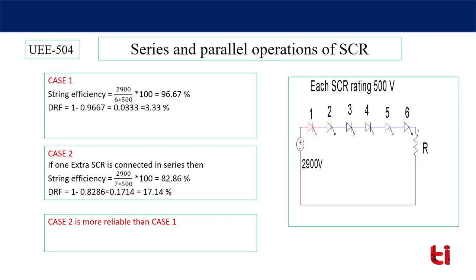The reason behind it is that because of any fault in the system or any other reason, if one of the SCRs triggers earlier than the other 5 SCRs, as soon as the SCR triggers, the voltage across the SCR will become 0.